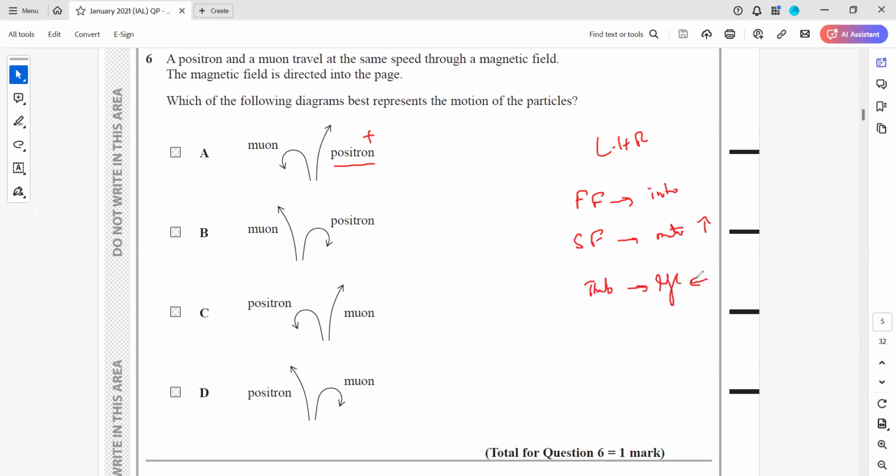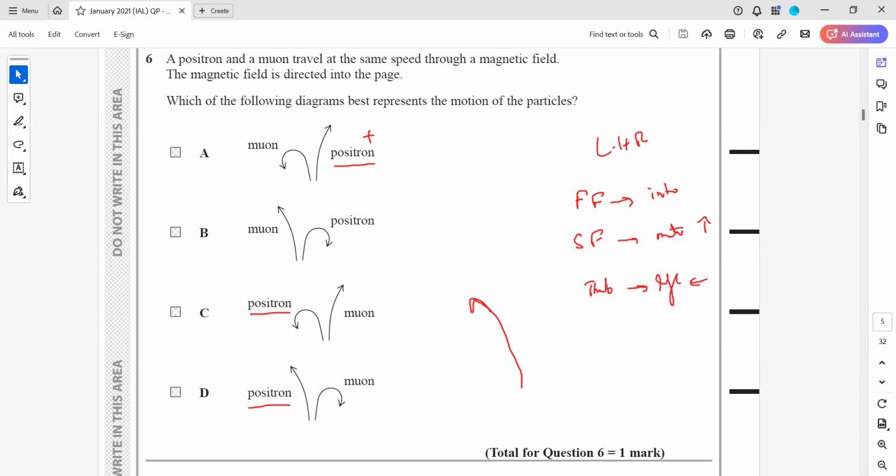When you apply the rule, the thumb is pointing towards the left hand side. So it means the positron should move left. So which one shows the positron moving left, C or D? Either C or D can be the answer. That is the first thing.